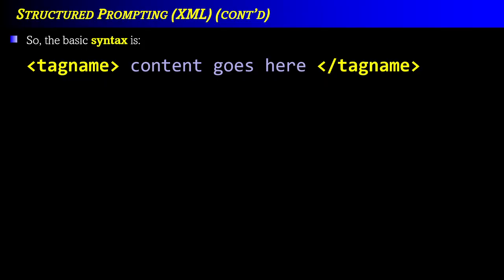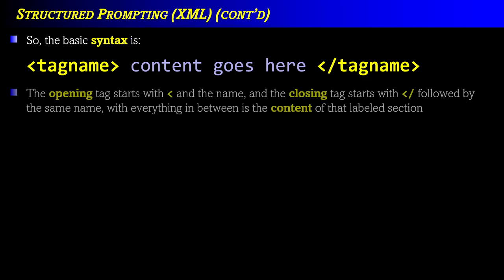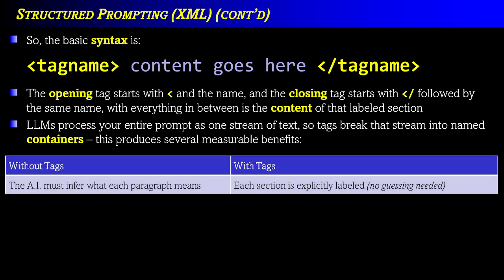The basic syntax is an opening tag with its name, then all your content, and then a closing tag. The opening tag starts with the angle bracket and the name, and the closing tag starts with the angle bracket and the / followed by the name. Everything in between those two tags is the content of the labeled section. LLMs process your entire prompt as one stream of text, and the tags break that stream up into named containers, producing a lot of benefits.